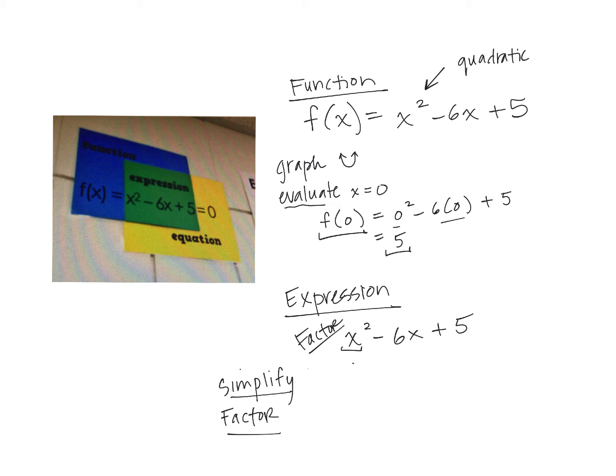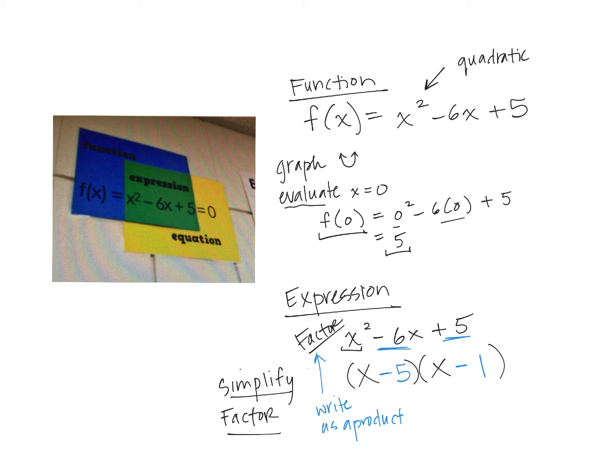I noticed that it has x squared here. So if I start writing my parentheses, I know it's going to be x and x. Then remember, we want to multiply to a positive 5. The only things that do that are 5 and 1. We have to add to negative 6, so it would be negative 5 and negative 1. So we have just factored, which again means to write as a product.